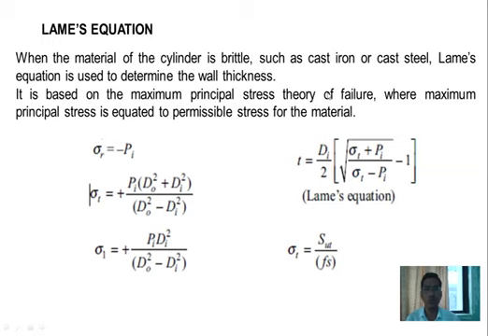There are two types of materials used to manufacture cylinders, and brittle material is the most commonly or widely used for making cylinders. Cast iron is a brittle material, and cast steel is also a brittle material. Whenever we manufacture a cylinder, we want to determine the wall thickness, so Lame's equation plays an important role in determining that wall thickness.